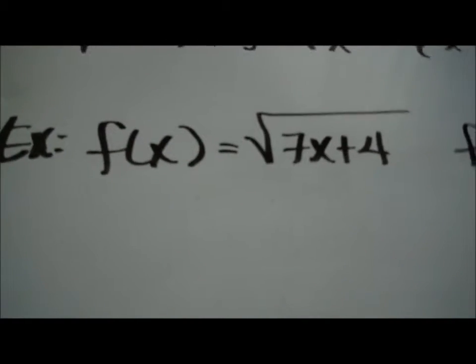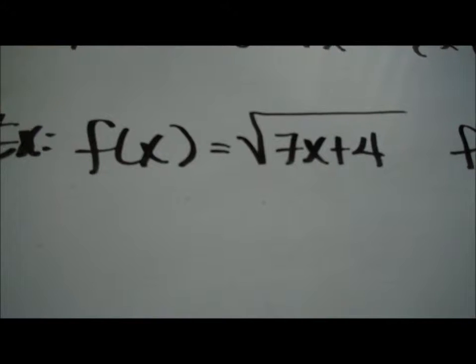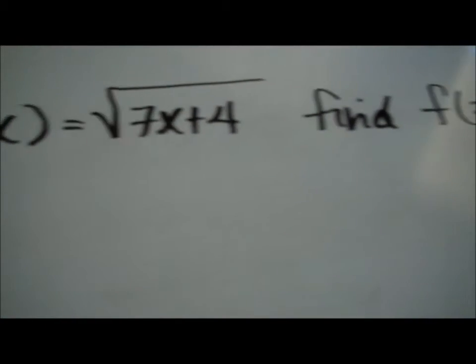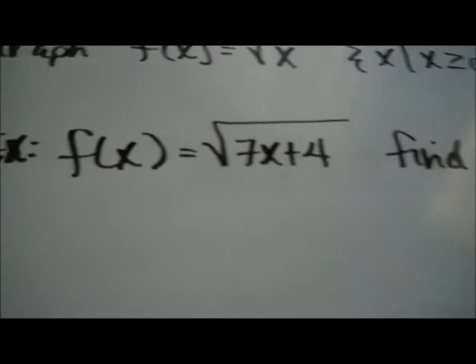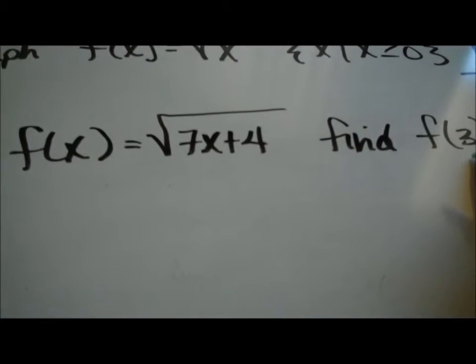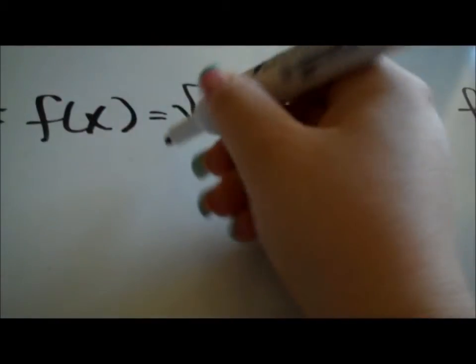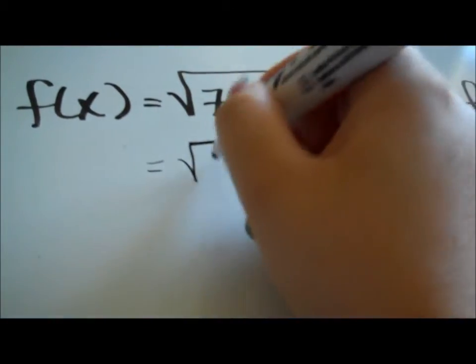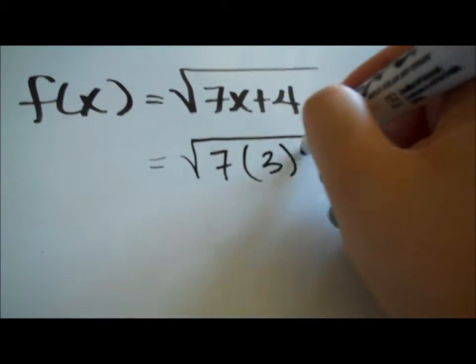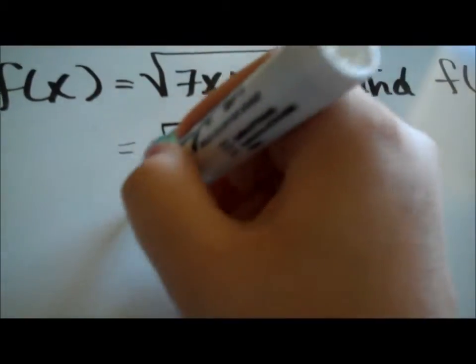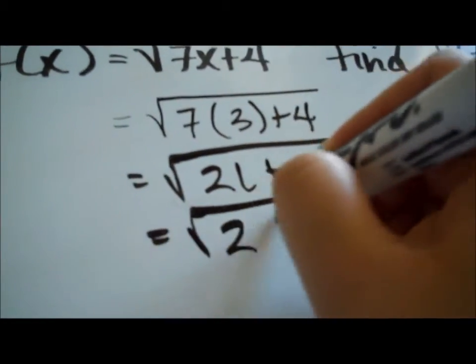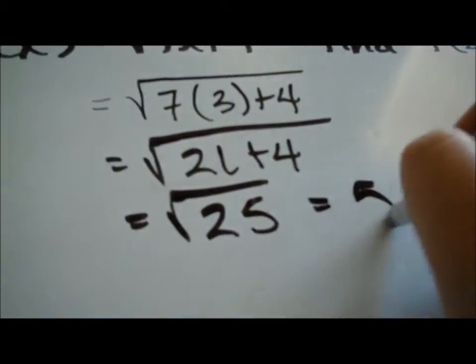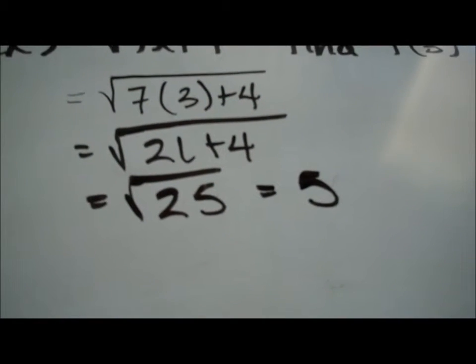So if I give you a function, let's say f of x equals the square root of 7x plus 4, and I want you to find f of 3. So again, what we have to do here is just substitute 3 in for x. So I get the square root of 7 times 3 plus 4, and that will equal the square root of 21 plus 4, which equals the square root of 25, and that is going to give us 5, positive 5.